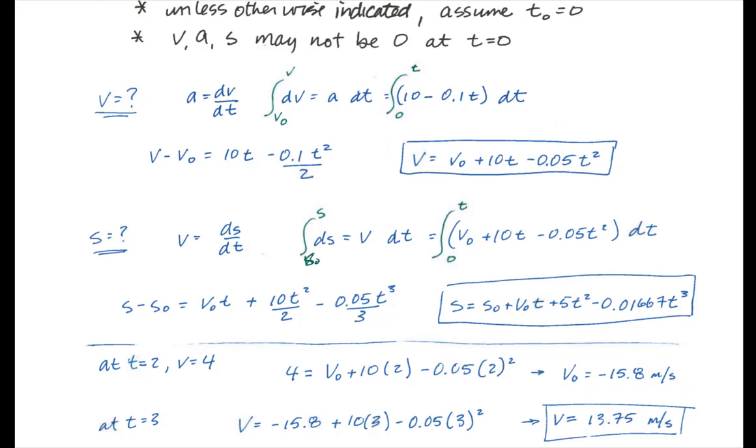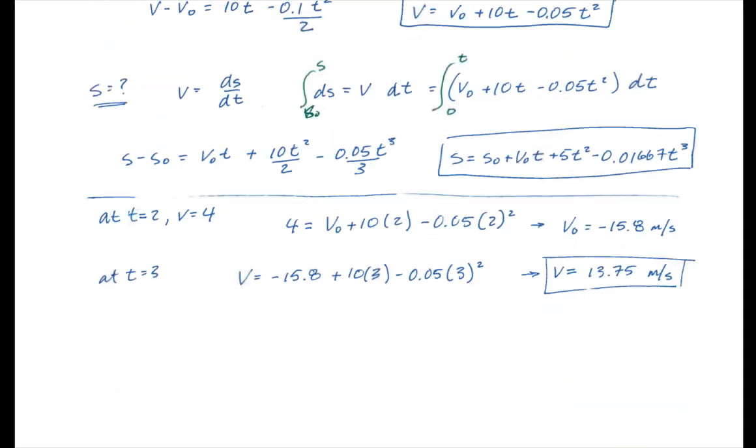So again, if I started here, I wouldn't have gotten anywhere because I didn't know what v naught was at the beginning of the problem. So this way I can solve for v naught, plug it back into here, and then I can find out what velocity is equal to when t is equal to 3. So that's the way you go about setting those things up.